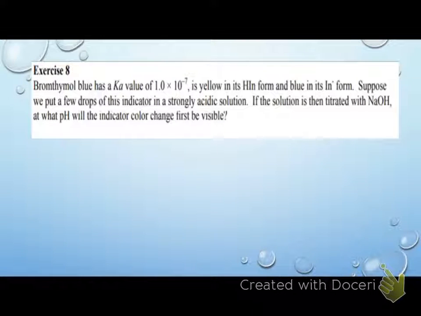And then last we have bromothymol blue, which has a Ka value of 1 times 10 to the negative 7. So that means its pH at equivalence point would be 7. And it's yellow in its weak acid form and blue in its conjugate base form. Suppose we put a few drops of this indicator in a strongly acidic solution. If the solution is then titrated with sodium hydroxide, at what pH will the indicator color change be visible? This is last year's acid-base titration lab where remember it's actually green at the sweet spot of the endpoint, and we were trying to get to green and not overshoot to yellow.